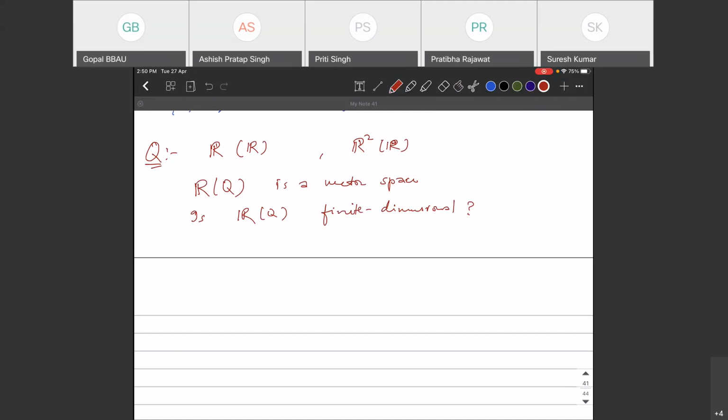Have you seen countability, uncountability? Countable number, uncountable, infinite set, finite set, countable set, uncountable set.